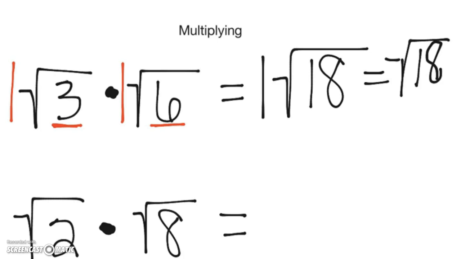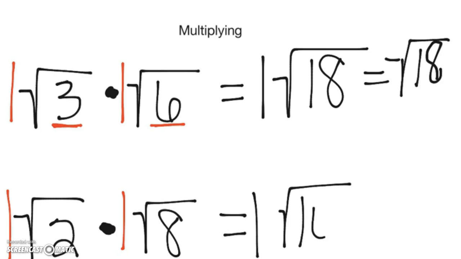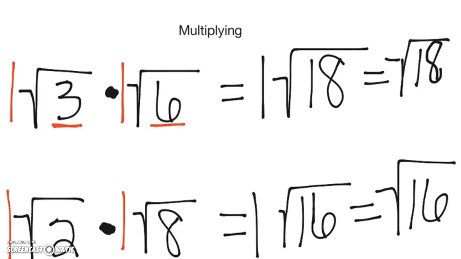Let's try that again with the square root of 2 times the square root of 8. Again, these have an understood 1 in front of them, and so I multiply the ones together and I get 1. Square root of 2 times square root of 8 gives me square root of 16. And so this is the same as just the square root of 16.